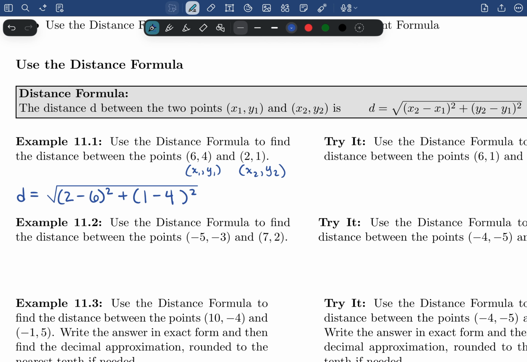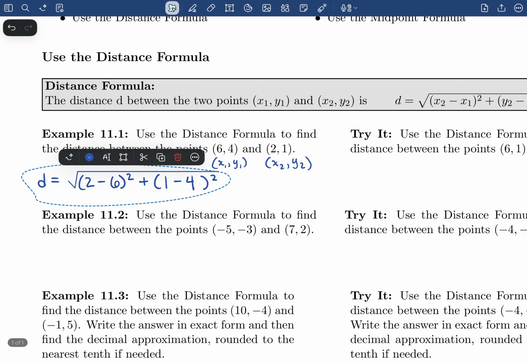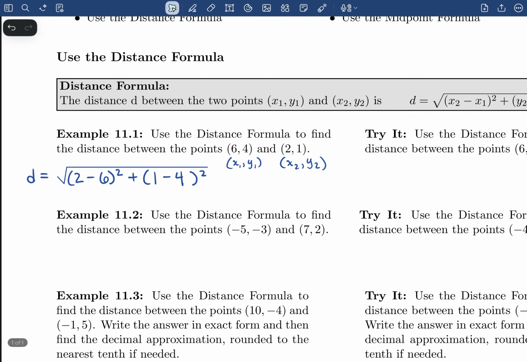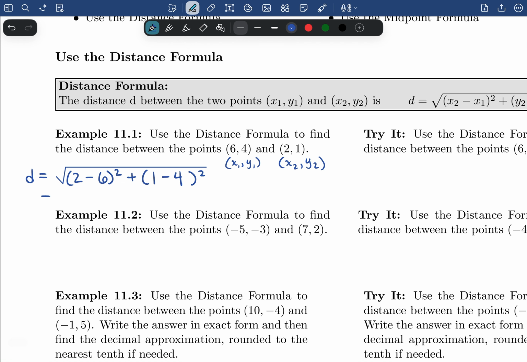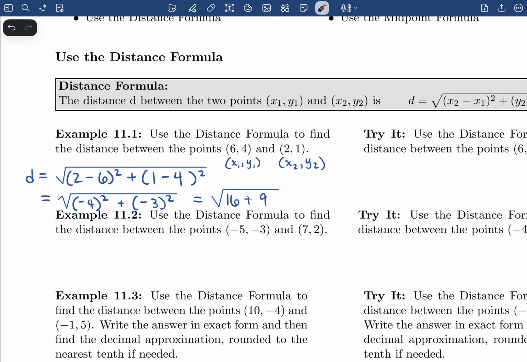All right, so now that I've done that, I'm going to clean it up. All right, so this is the square root of, well, 2 minus 6, which is negative 4 squared, plus 1 minus 4, which is negative 3 squared. Please remember that when you square a negative number, it becomes positive. That's why I'm writing this now as the square root of 16 plus 9, right? Because negative 4 squared is 16, negative 3 squared is 9, and so I got that.